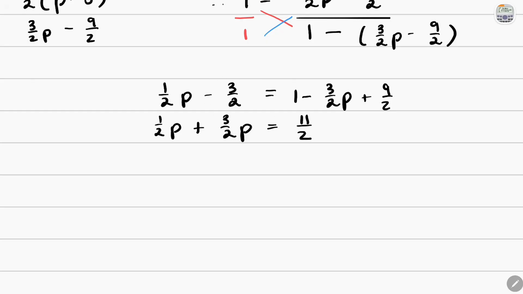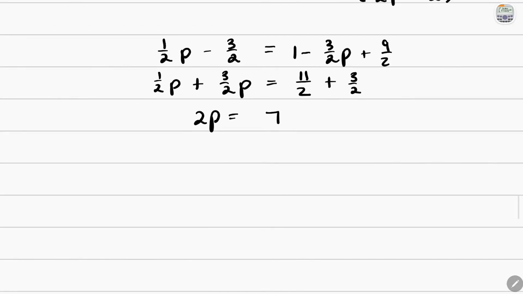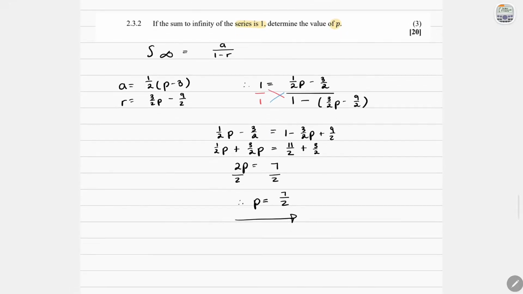And now we can transpose this. So this is plus 3 over 2. So 1 over 2 plus 3 over 2, that gives us 2, because 4 over 2. So that's 2p is equal to, and then 11 plus 3 is 14. 14 divided by 2 is 7. And finally, when we divide both sides by 2, p is finally equal to 7 over 2. And that is our answer. Okay, and that is it for question 2.